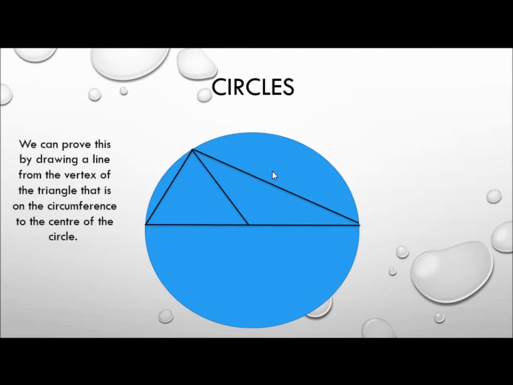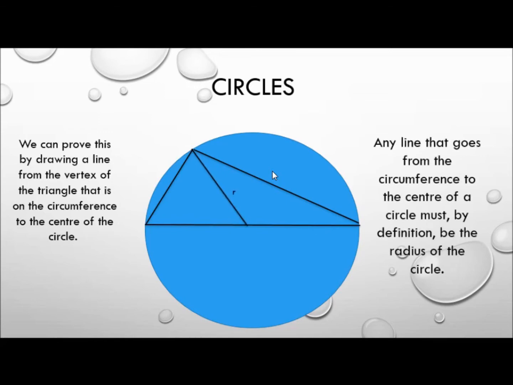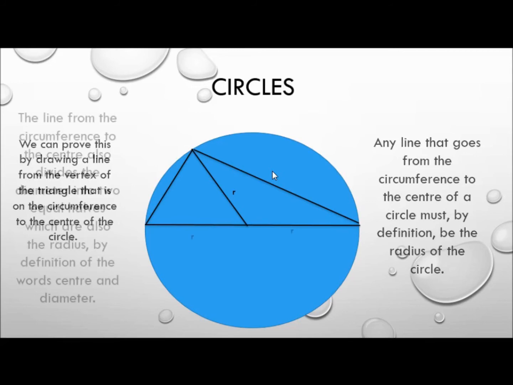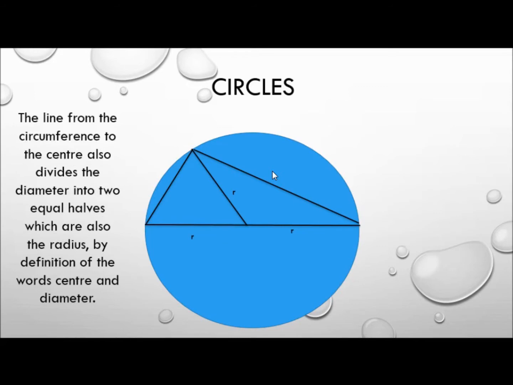We can prove this by drawing a line from the vertex of the triangle, that is the corner of the triangle that is on the circumference, to the centre of the circle. Any line that goes from the circumference to the centre of a circle must, by definition, be the radius of the circle, so we can label it R. The line from the circumference to the centre also divides the diameter into two equal halves, which are also the radius, by definition of the words centre and diameter.